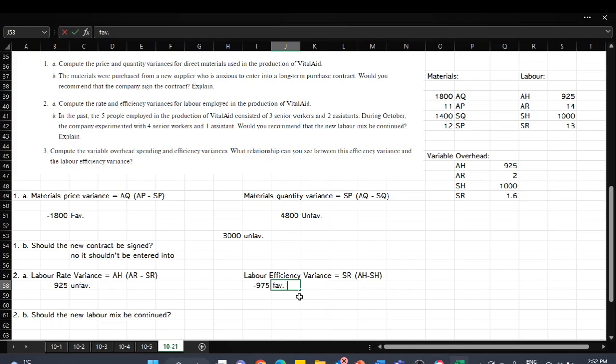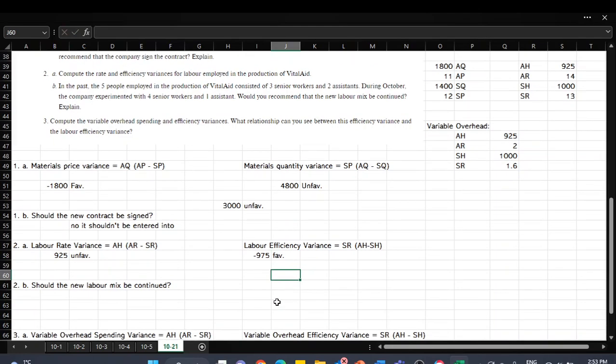So in the past, the 5 people employed in the production consisted of 3 senior workers and 2 assistants. During October, the company experimented with 4 senior workers and 1 assistant. So would we recommend continuing that labor mix? Okay. And I would say that by looking at this, that we probably should continue it, right?